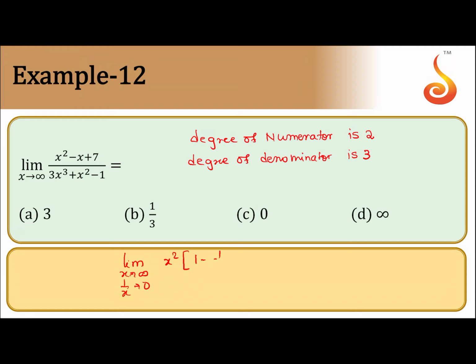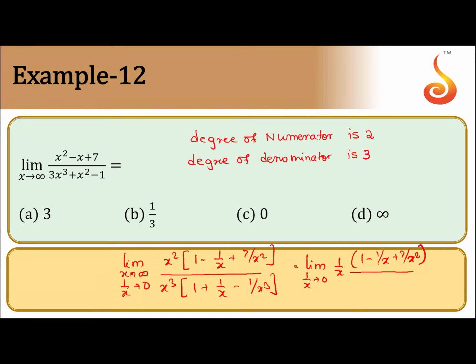power if we take it out, 1 minus 1 by x plus 7 by x square, and take x cube out, we get 1 plus 1 by x minus 1 by x cube. So what we get when x extending to infinity, 1 by x extending to 0, this can again be written as limit 1 by x extending to 0, 1 by x into 1 minus 1 by x plus 7 by x square divided by 1 plus 1 by x minus 1 by x cube.